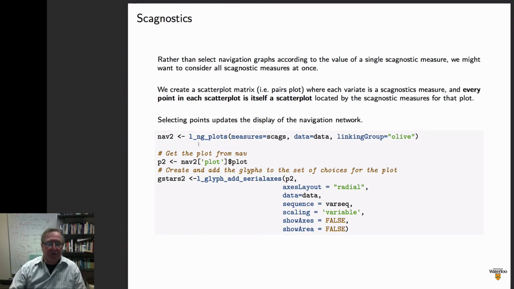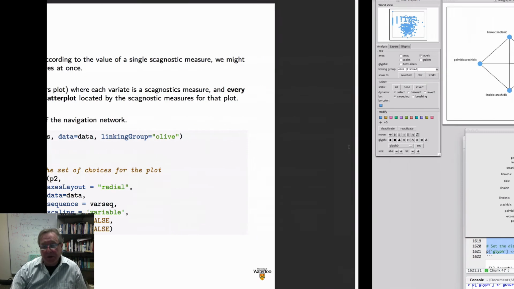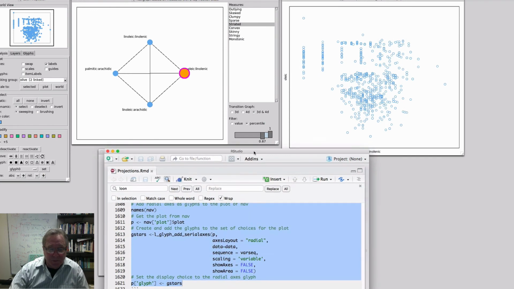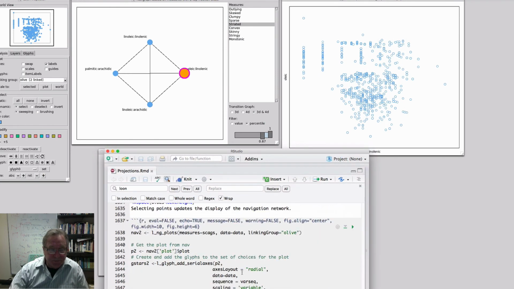Another interesting approach is rather than looking at one measure at a time, we can look at two measures at a time. So this is LNG plots. And we'll just execute this code and we'll see what you get. It's easier to look at the example.